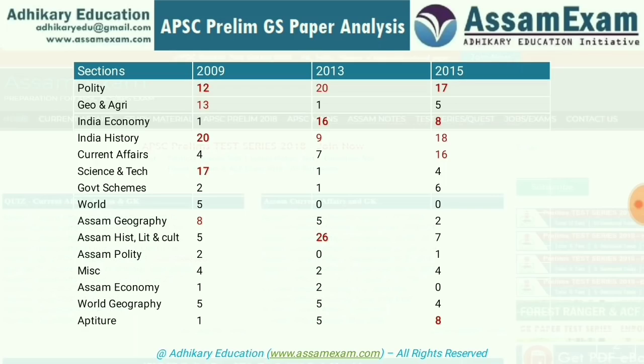Then Indian history, again 18 questions. That means Indian history and Indian polity, I am again repeating, are the most important sections, you can say. Most of the questions will come from those.